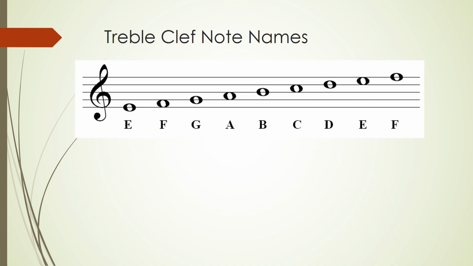One of the two most common clefs is the treble clef. The treble clef goes in the order E, F, G, A, B, C, D, E, F. Some notes are written on the ledger lines, while others are written in between the spaces of the lines.